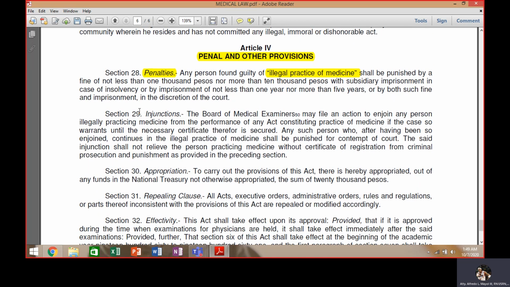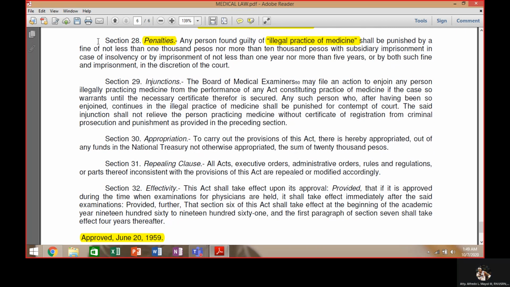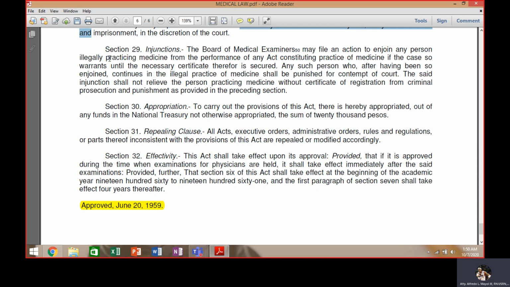Okay. Article number 4, penal and other provisions. Section 28, penalties. Any person found guilty of illegal practice of medicine shall be punished by a fine of not less than 1,000 pesos nor more than 10,000 pesos, with subsidiary imprisonment in case of insolvency, or by imprisonment of not less than 1 year nor more than 5 years, or both. Such fine and imprisonment are in the discretion of the court.